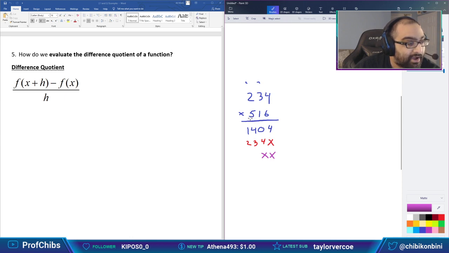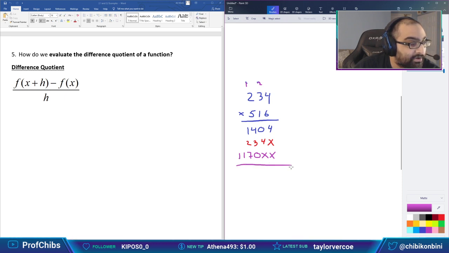Then we have 5 here. We've got 5 times 4, which is 20, so we'll put a 0 here for the end of 20. And we have 5 times 3. We'll carry the 2 from the 20. 5 times 3 is 15, plus 2 is 17. Then we carry the 1 from that. 5 times 2 is 10, plus 1 is 11.